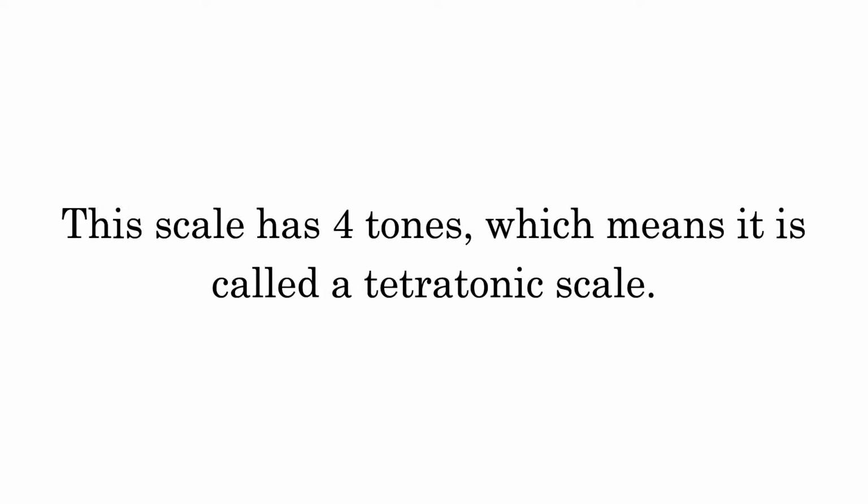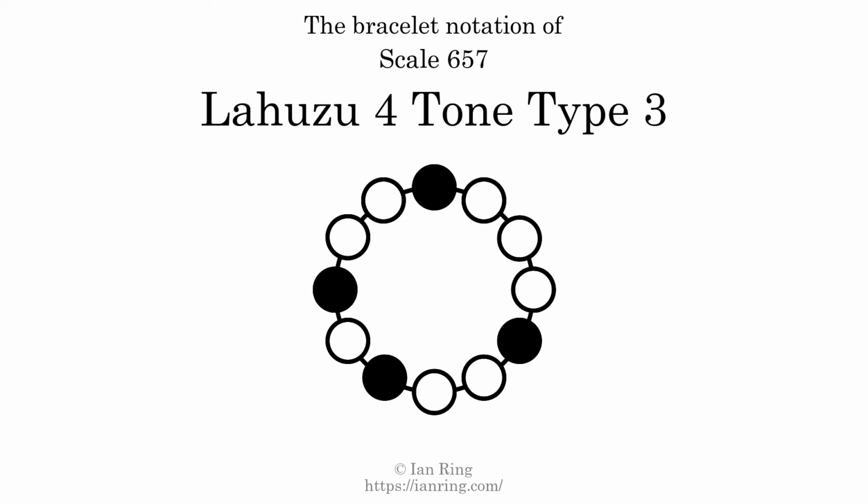This scale has 4 tones, which means it is called a tetratonic scale. This is a bracelet notation diagram of scale 657. The shaded circles represent tones that appear in the scale, and they are read clockwise, starting at the top.